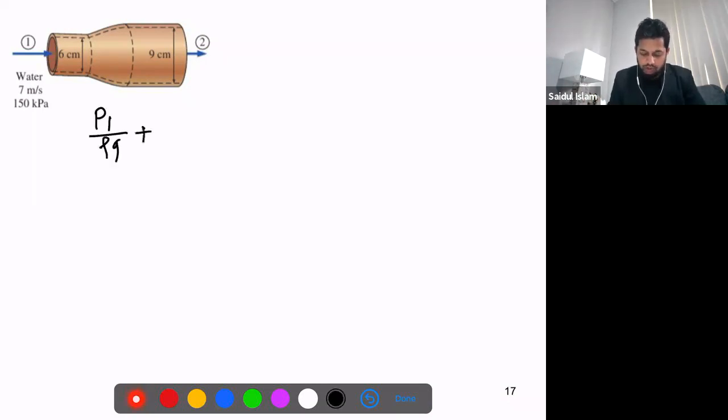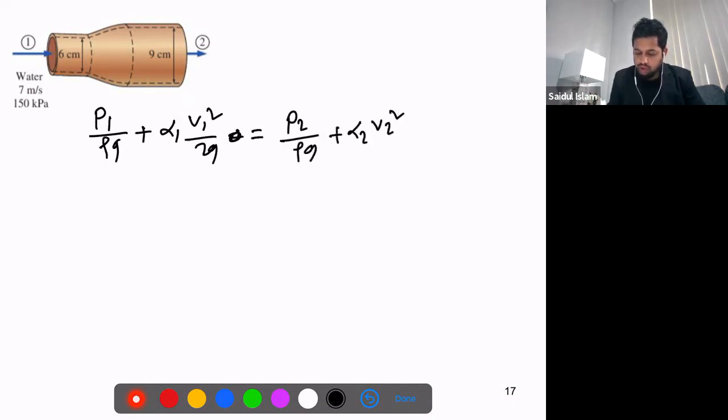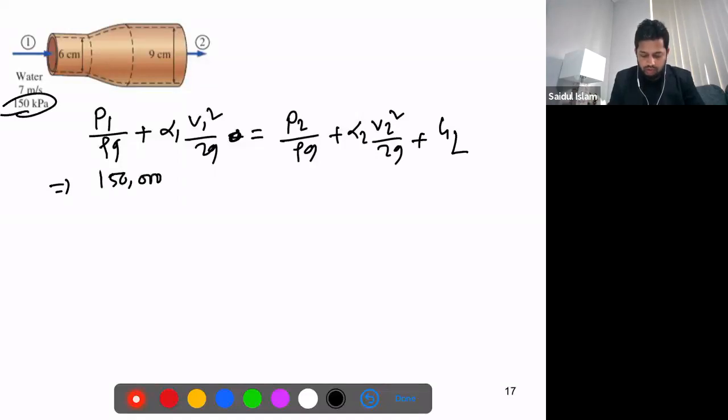So this is V1 square over 2g, and it will be P2 over rho g plus alpha 2 V2 square over 2g plus the head loss, hL. So 150 kPa converted into Pascal, so 150,000. Density, what is it? It is water, so 1,000, gravity 9.81.